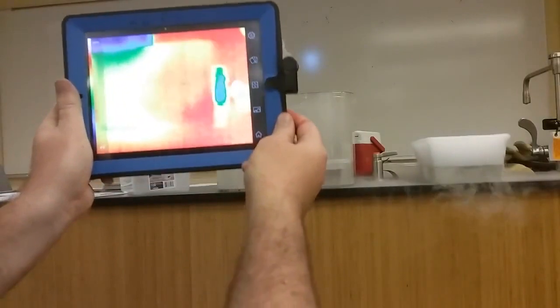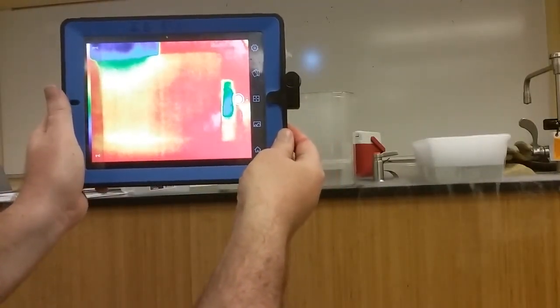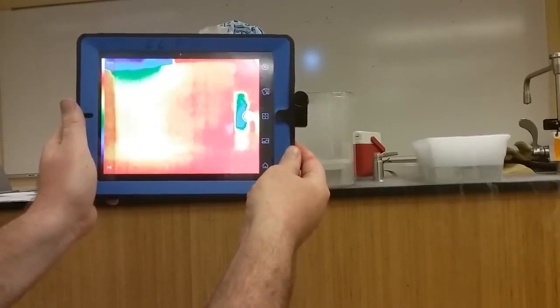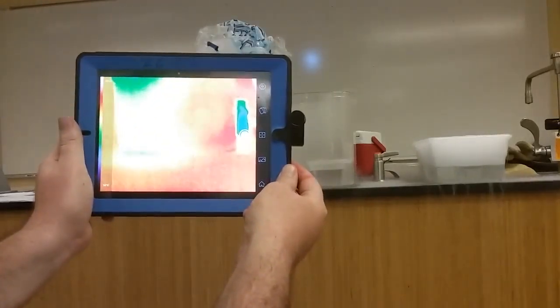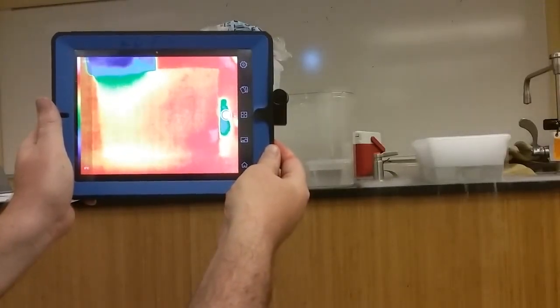What you can see now is that you can actually see convection taking place. Let's see if we can get the focus a little better on this. Okay, that's about as good as it gets. This camera is not so good. What we have here is warm air rising in the lower right corner of the tank, moving horizontally across the top of the tank, and then sinking on the upper left side towards the lower left side.